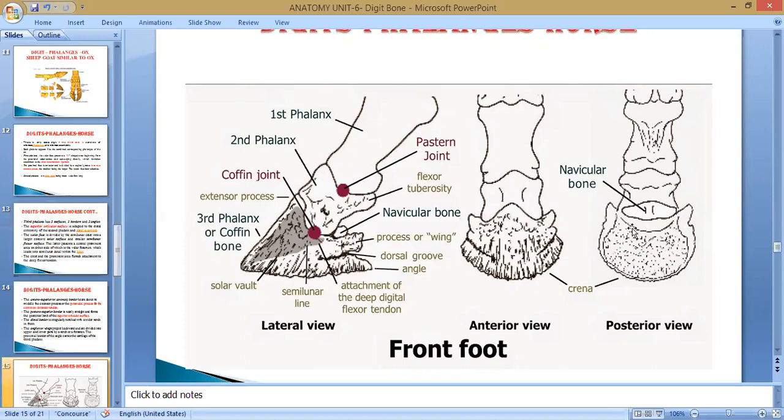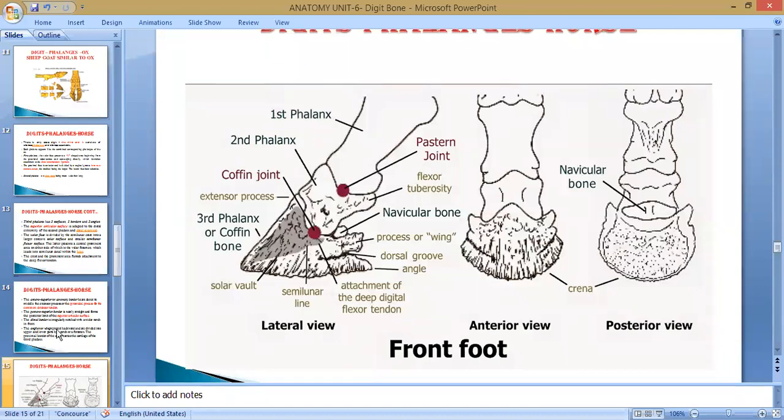Behind that, posterior and superior, and this is the anterior border, anterior superior border, also known as the coronary border. And this border from here to here is known as the distal border. This is the area, distal border, and this is the surface, the solar surface.